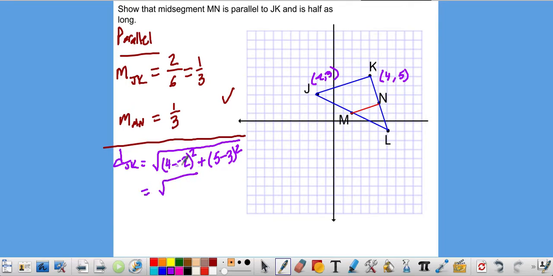That gets us 6 squared is 36. 2 squared is 4. Square root of 40.